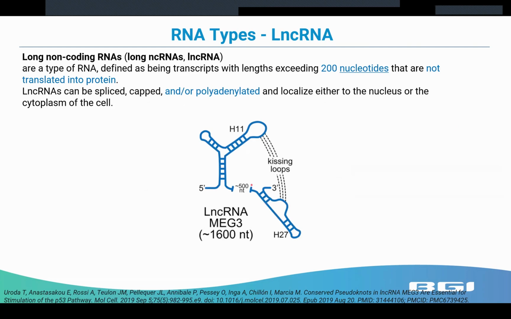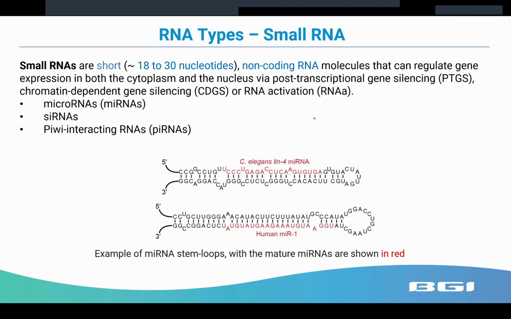Long non-coding RNAs are a type of RNA defined as transcripts with lengths exceeding 200 nucleotides that are not translated into protein. LncRNA can be spliced, capped, and/or polyadenylated and localized either to the nucleus or the cytoplasm of the cell. Small RNAs are short, non-coding RNA molecules. They can regulate gene expression. They include microRNA, siRNA, and piRNA.